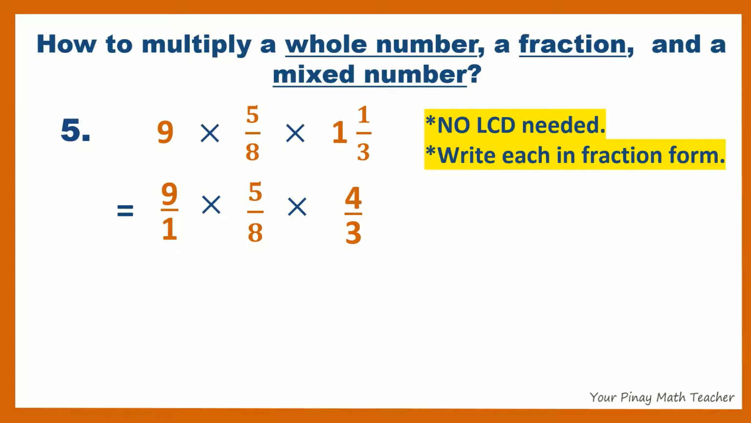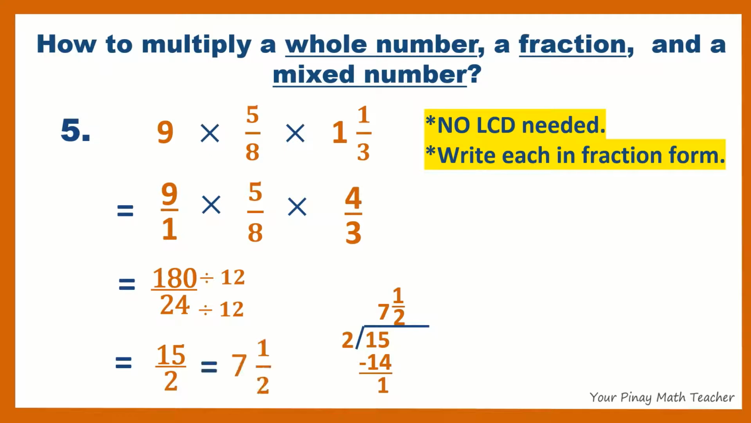After that, you multiply both numerators. So 9 times 5 times 4, we get 180. 1 times 8 times 3, we get 24. And then reduce it by 12. 12 is the greatest common factor of 180 and 24. So we get a reduced fraction of 15 halves, which is equivalent to 7 and 1/2.